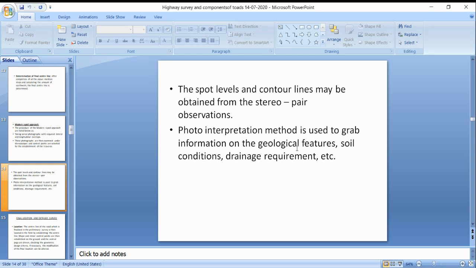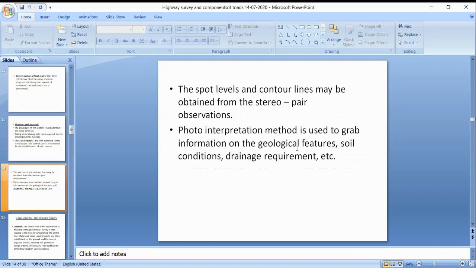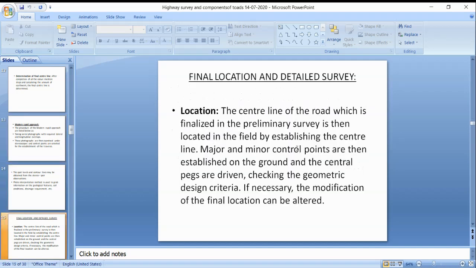This instrument is just like GPS or GIS. If you know the instrument, we already saw it in first year survey. We can know about the stereo instrument, and in advanced survey we can also get this instrument.